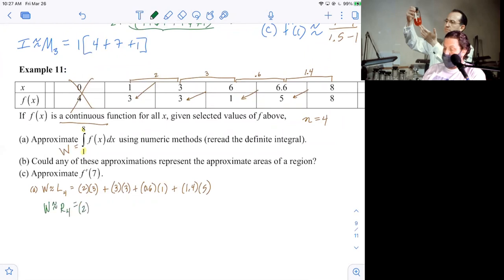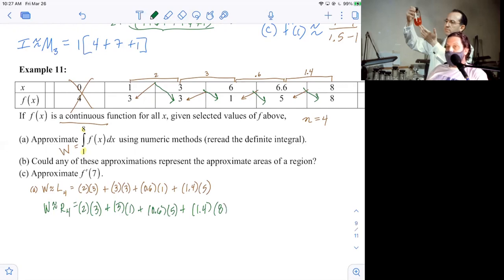The width 2, but now we're going to use the 3 on the right. 3 plus the next width of 3 times the 1 plus the 0.6 times the 5 plus the 1.4 width times the 8. So notice drawing the arrows from the middle where we put the width to the right, it's kind of helpful because now we can see we skipped the first value of 3 and we use the rightmost 4. Of course, the average of those two is the trapezoidal.